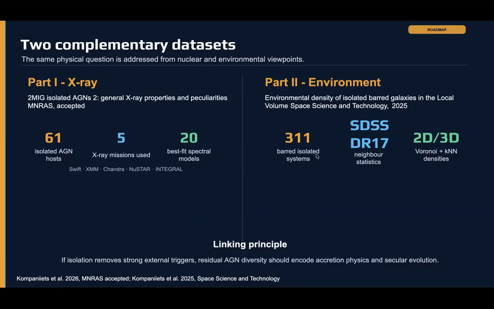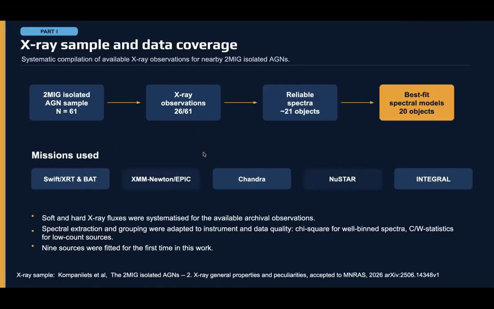And the second part is environment: the environment density of isolated barred galaxies in the local volume. We also published this paper in the Space Science and Technology journal. And the part about the X-ray research is recommended for publishing in Monthly Notices of the Royal Astronomical Society. So I'm very happy. You can see on the slide 2 different samples which we used in our research. So let's start with the X-ray sample and data coverage.